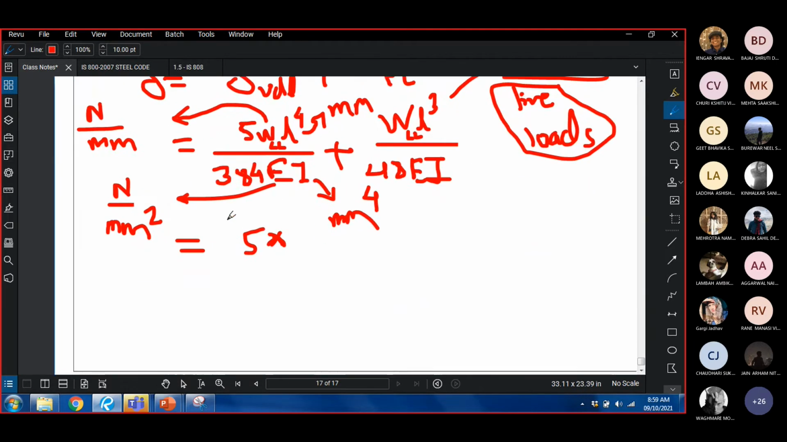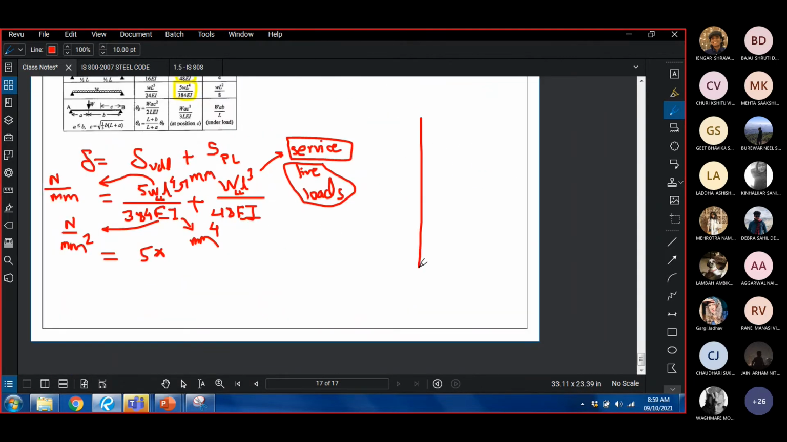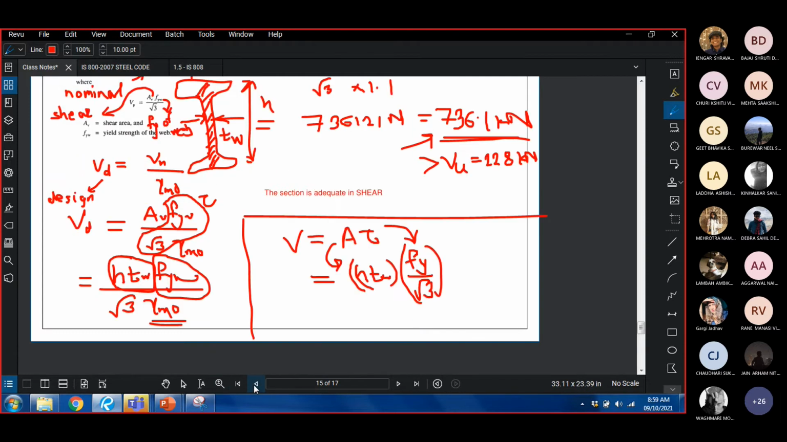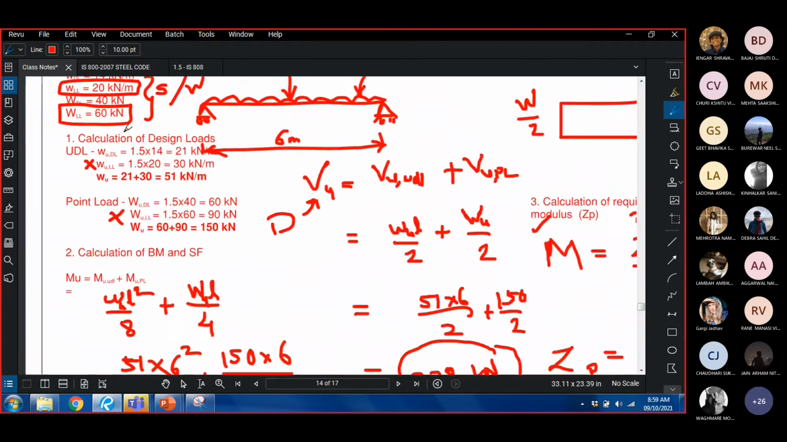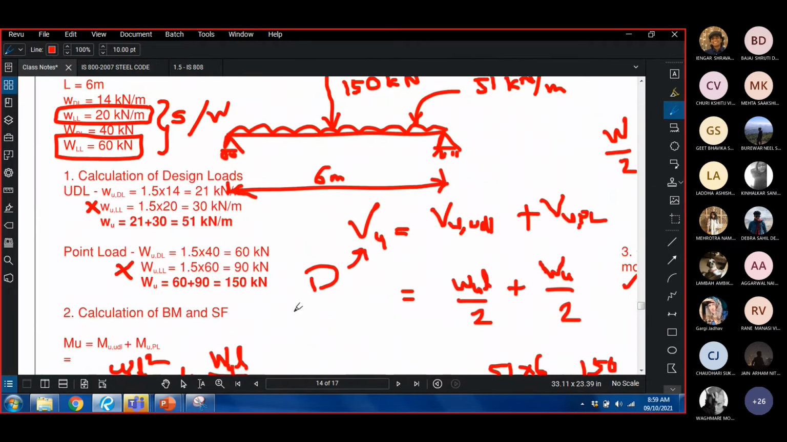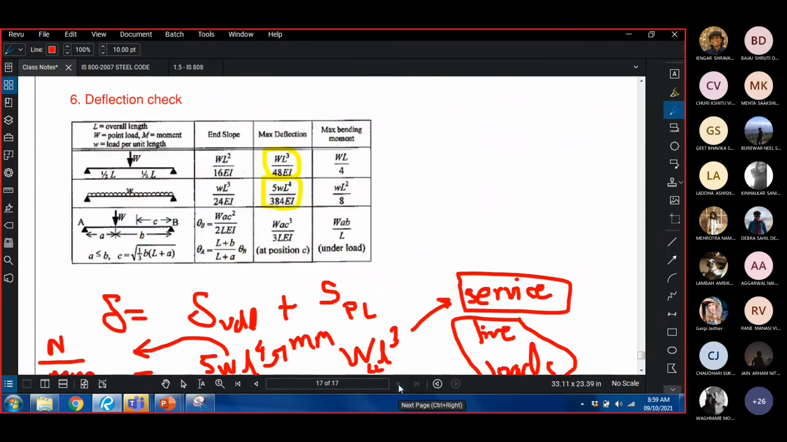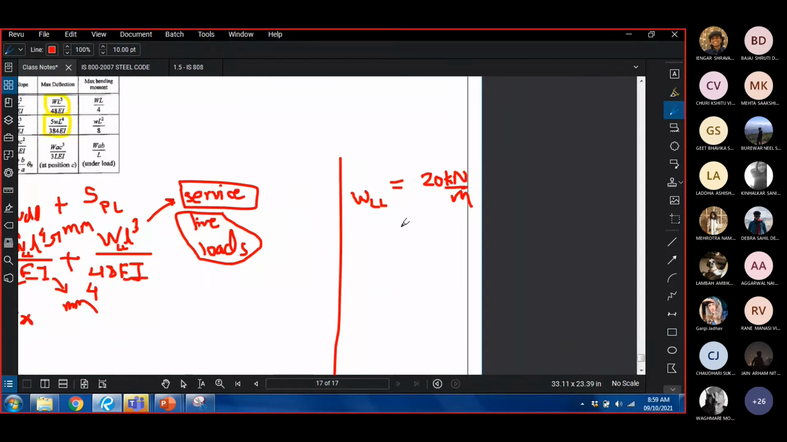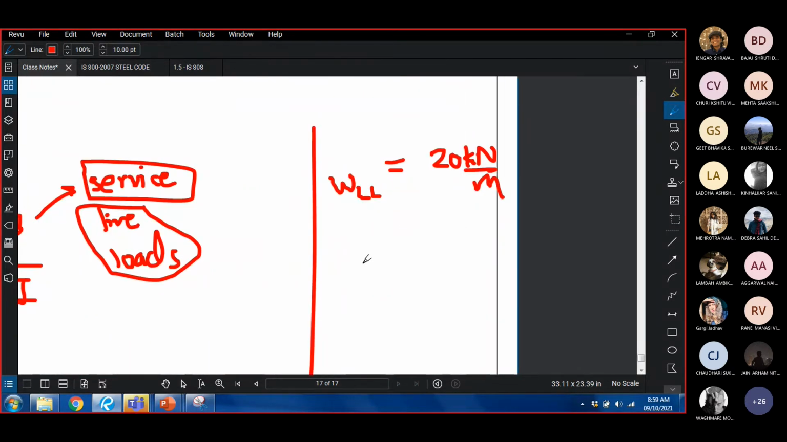So now let us just do a side calculation here. So we have small w live load. This value is 20 kilonewton per meter. Right? Yes, this value is 20 kilonewton per meter. Now we have to convert it into Newton mm.